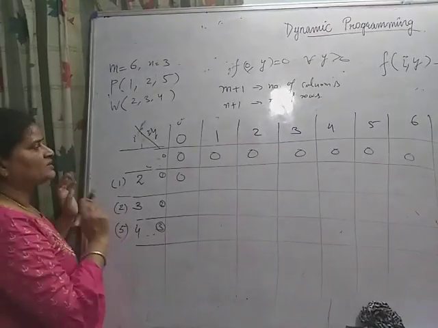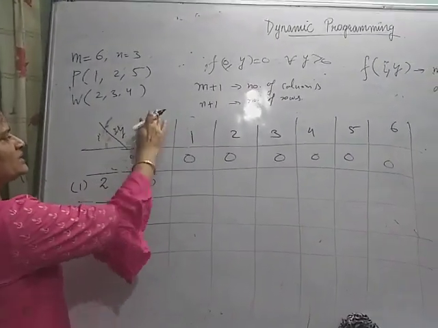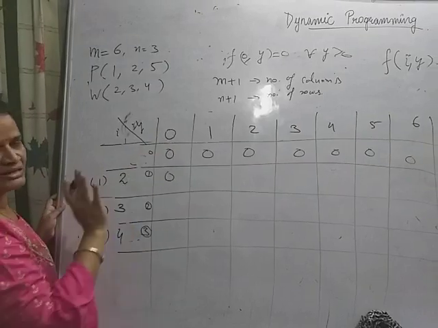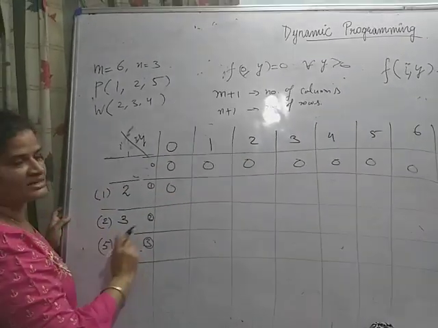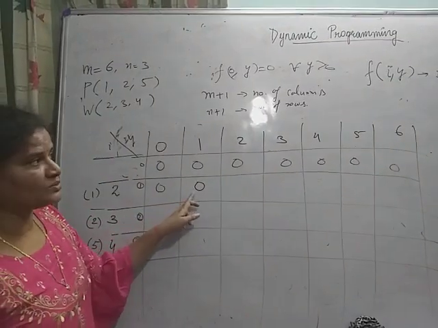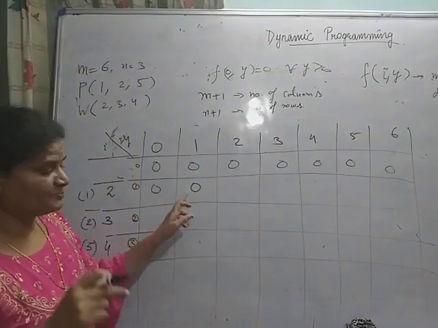Here the knapsack capacity is 0 and the object weight is 2, so this cannot be included. For 1, the object weight is 2, so again it is not included. If it is not included, then we copy the previous entry.